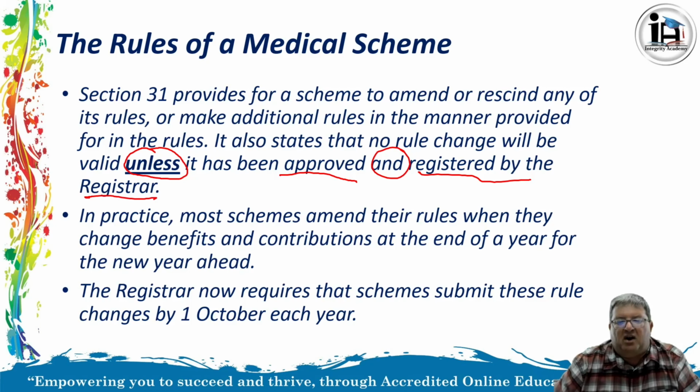In practice, most schemes amend their rules when they change benefits and contributions at the end of a year for the new year ahead. The registrar now requires a scheme to submit these changes by 1 October each year, so that he has enough time to work through them so that they are registered and approved before the end of the year, so they can kick in on 1 January the next year.